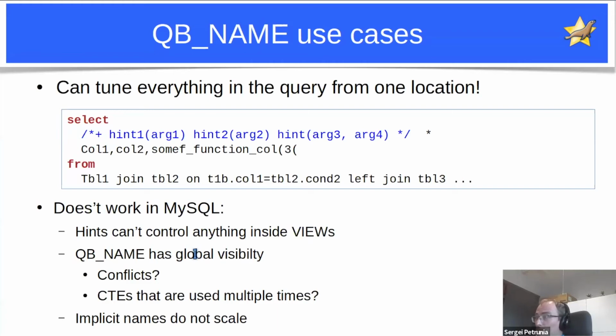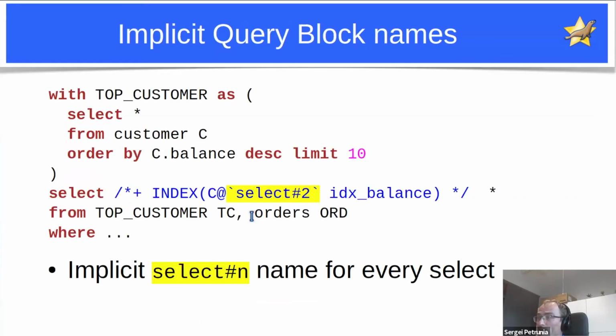So this is bound to create conflicts for large queries or queries that are assembled from pieces by some ORM or something like that. And for example, this makes QB name unusable if the CTE is used multiple times. Implicit names like this work, but it's hard to scale them, because for a large query it gets quickly quite hard to see what the name would be.